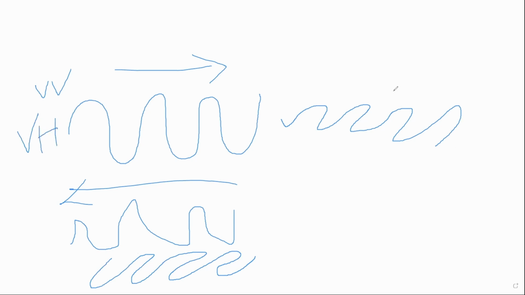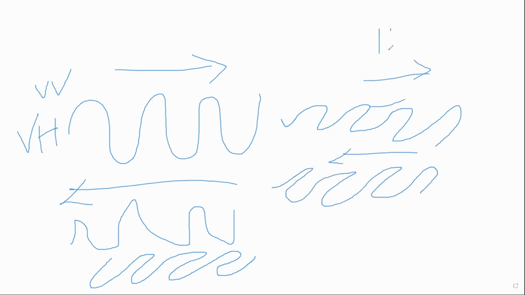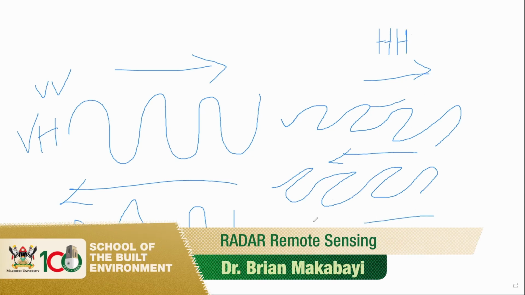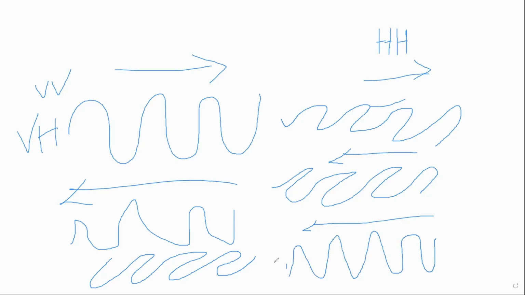If it goes horizontal, strikes the target, and returns also horizontal, that is referred to as HH. It has gone horizontal and come back horizontal. But if it goes horizontal and comes back vertical, then it went horizontal but came back vertical, so its polarization is HV. A VV polarization image is called like polarized, or similarly polarized. The same goes for HH, which is also like polarized, since it went horizontal and came back horizontal. Whereas when it goes vertical and comes back horizontal, or goes horizontal and comes back vertical, that's called unlike polarized, or cross polarized.